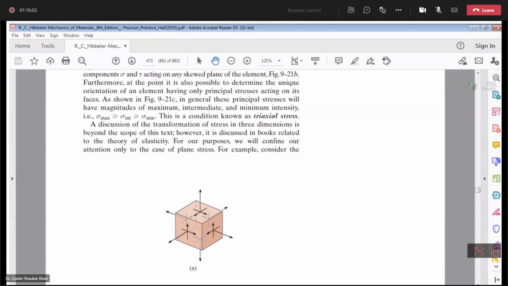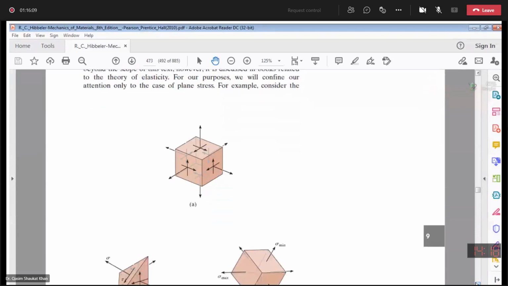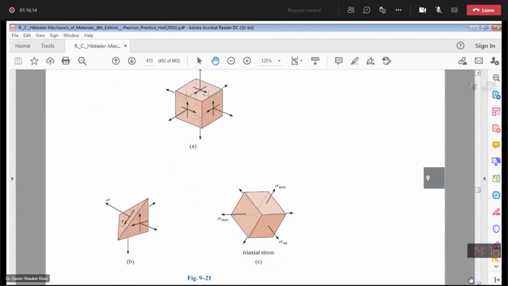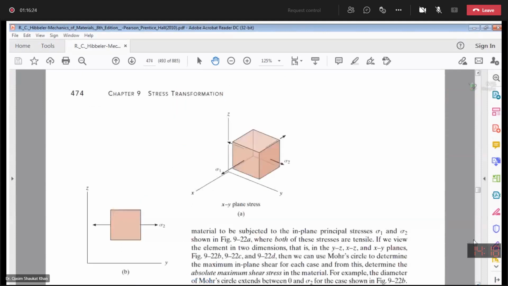And then we said that in our engineering practice, we simplified this triaxial stress state to a biaxial stress state. In the triaxial stress state, you have sigma maximum, sigma average, sigma minimum. In your biaxial stress state, the plane stress state, you have the x and y plane, and in it you have two normal stresses, sigma x, sigma y, and one shear stress, tau x, y.